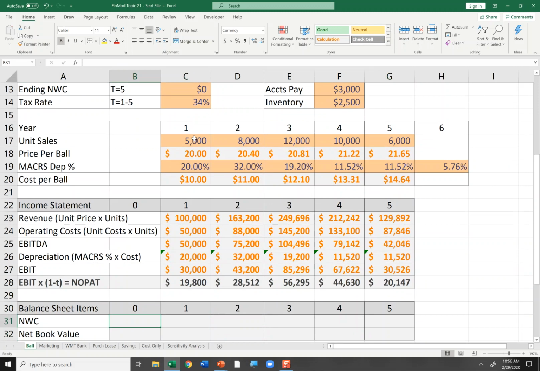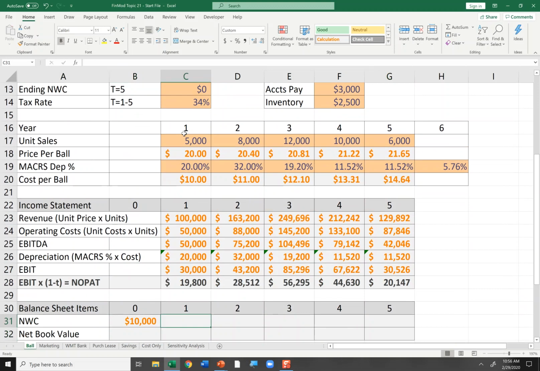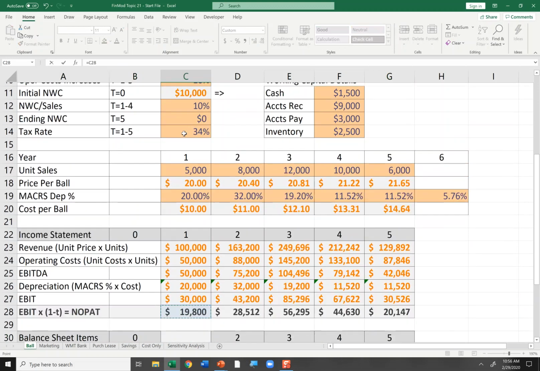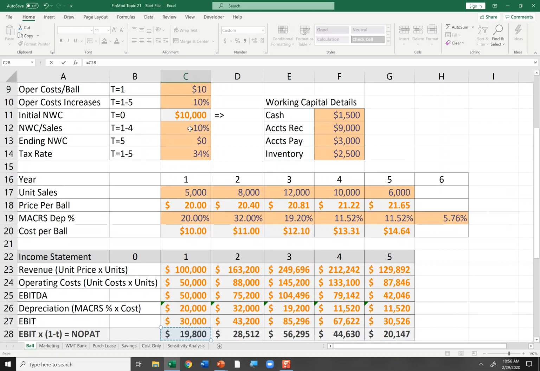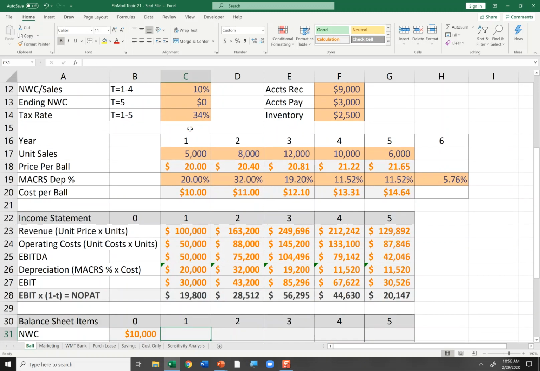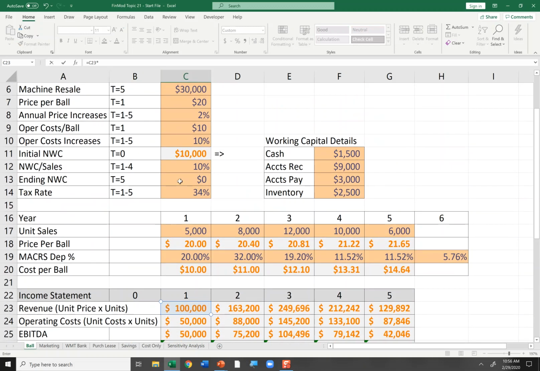Now, net working capital is a little bit interesting for this project. We're going to make the assumption I need $10,000 today just to get this project running. Then it's going to be 10% of that year's sales. So I'm going to put it in here, the sales in year 1 times my net working capital percent of sales, anchor that.